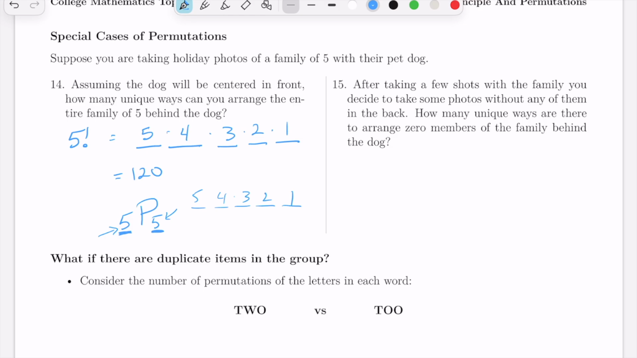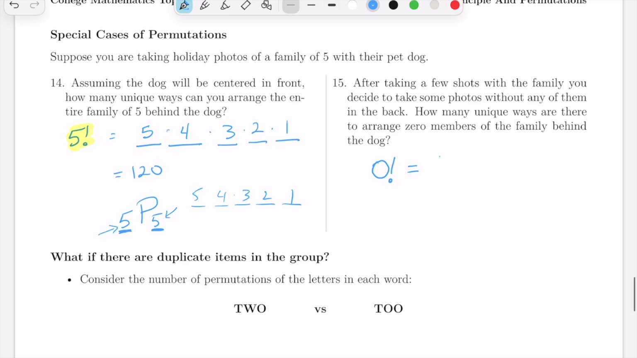Now, after you take a few shots with a family and you get one that's great, then you decide you want to take some photos without anyone standing in the back. How many unique ways are there to arrange 0 members of the family? Well, keep in mind, when we had 5 members of the family, there were 5 factorial. So wouldn't it make sense that if we have 0 members of the family, we would have 0 factorial? But remember, when no one's standing there, we can still take a picture. We just end up with a dog in it. So how many ways can we do that?